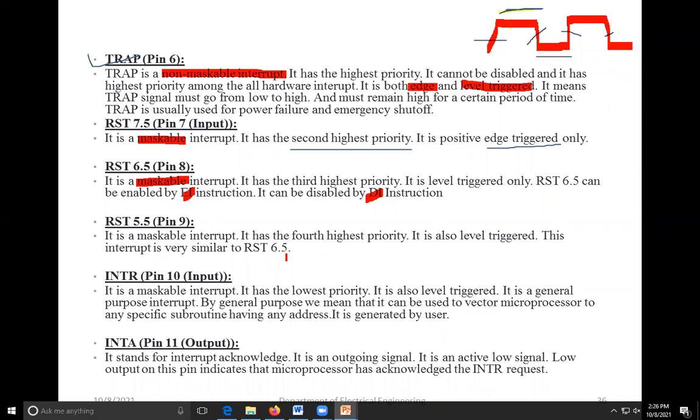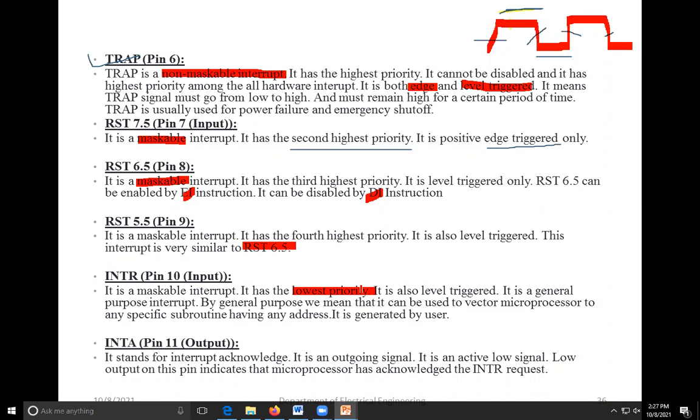This interrupt is similar to RST 7.5. Then again there is the interrupt request, which has the lowest priority. If anybody asks which is the highest priority interrupt in 8085, TRAP is the non-maskable interrupt, and it is the highest priority. But the highest priorities are 7.5 and TRAP. And the lowest priority interrupt in 8085 is the interrupt request.